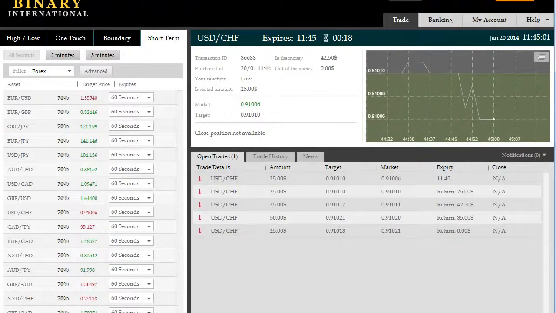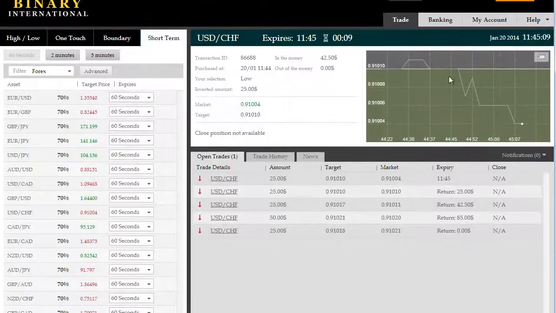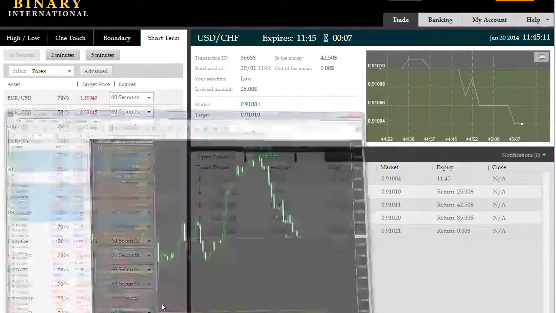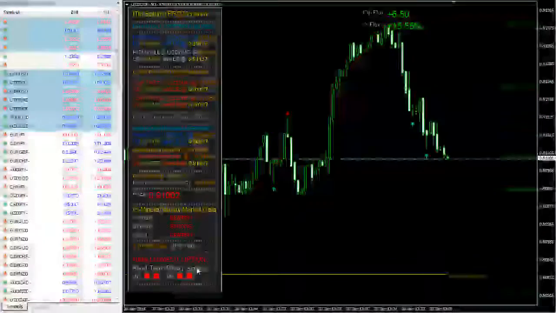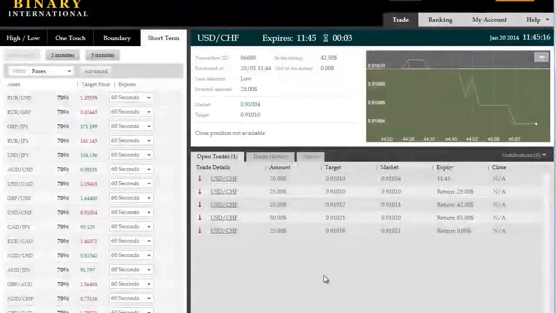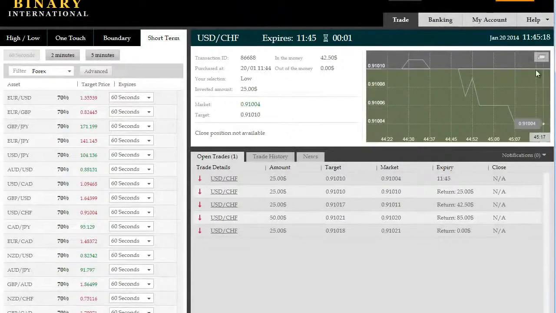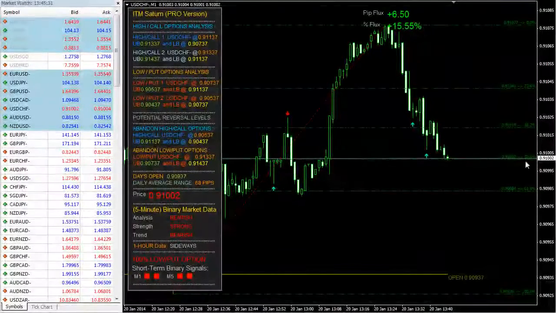We have executed 6 trades so far, of which 1 has been a loss and 5 have been winners. Of those 5, 1 has been a double up of our investment of $50, netting us an $85 return, hedging out the previous loss and giving us profit. So we are now fully in profit on this short time frame. We now have another trade coming up, expiring in the money. There we go. US dollar Swiss franc, 6th trade expires in the money right here live on screen, using ITM Saturn Pro signals. We're going to see if we have more opportunities.